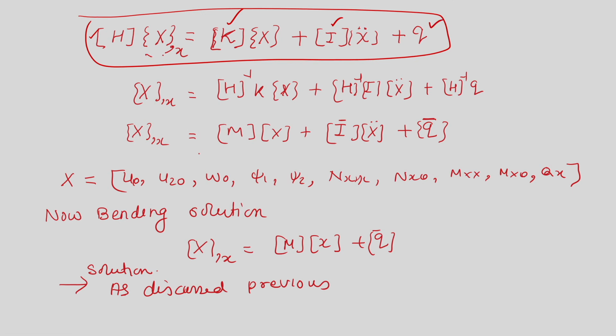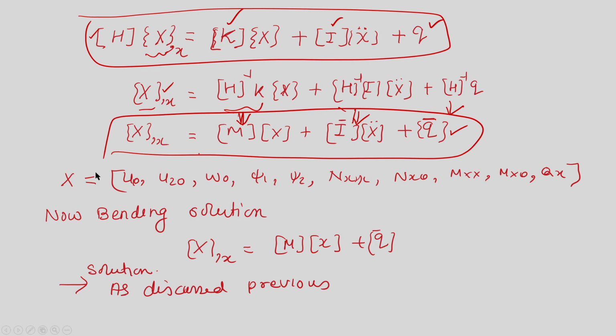Now, we can find x comma x. It will be H inverse of K, H inverse of I, H inverse of Q. So H inverse of K is known as M, H inverse of I is known as I bar, and H inverse of Q is known as Q bar. So these are the modified matrices. Now this is our first order non-homogeneous differential equation, where M and I are constant matrices, which is very important. The solution is readily available.